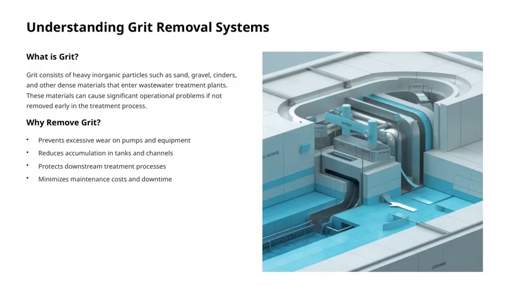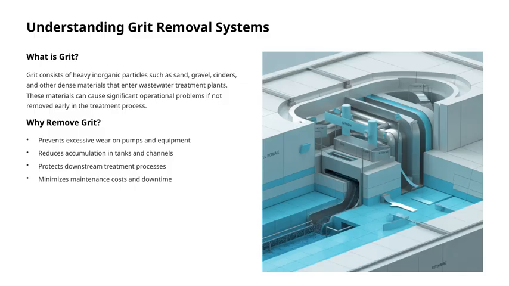Let's take a closer look at understanding grit removal systems. So, what exactly is grit? Grit refers to those heavy inorganic particles like sand, gravel, cinders, and other dense materials that often find their way into wastewater treatment plants. These particles are quite heavy compared to organic matter, which means they tend to settle quickly if not properly managed. Now, why is it so important to remove grit?